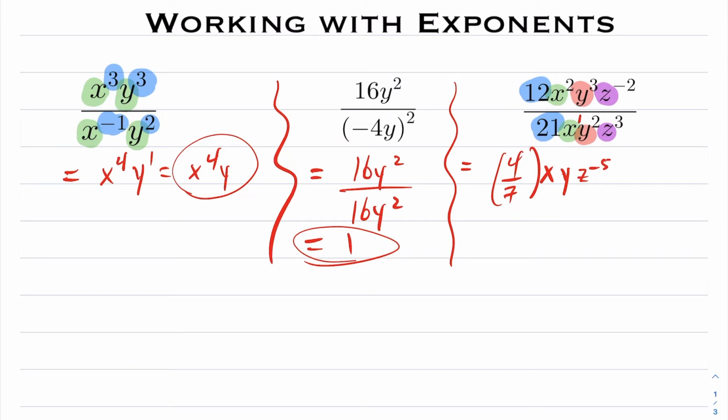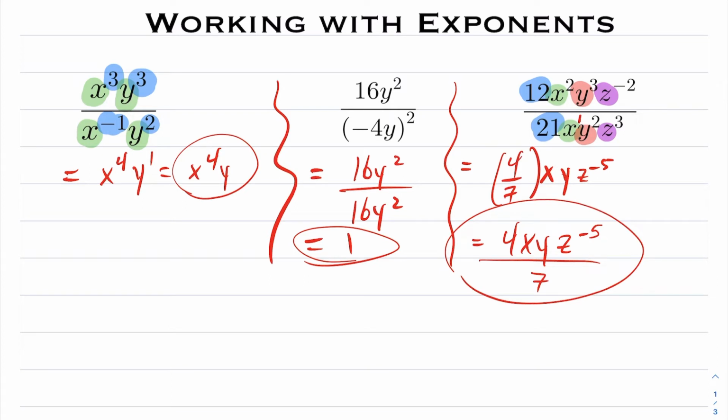Now, it depends how you want to rewrite this. If you want to rewrite it more in the way they were doing it here, I can write this as 4xyz to the negative 5, the whole thing divided by 7. And we have our reduced answer.